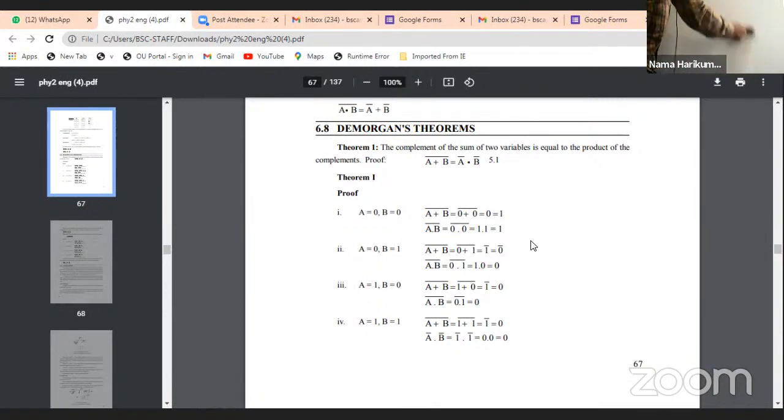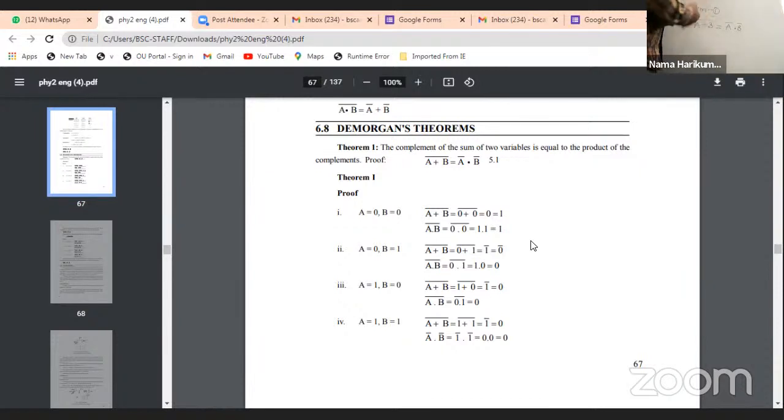Okay. So the first one is theorem 1. Theorem 1 is: A plus B whole bar equal to A bar, that is A complement, dot B complement. These are the first one. Theorem 1: the complement of A plus B is equal to A complement dot B complement.